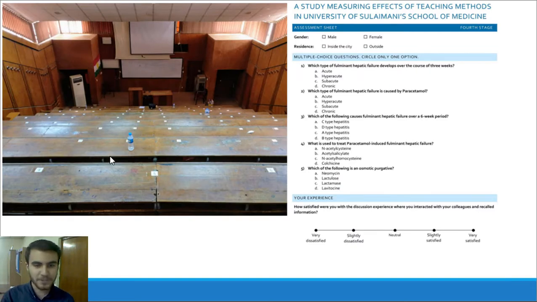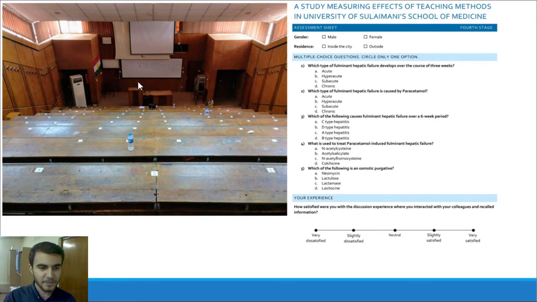Okay, so you can see the pictures here. You can see this is the assessment sheet that we used. You can see the gender and the residence of the students, and these are the 5 multiple choice questions. And down below we measure the level of satisfaction of the students in a simple 5-point scale, from very dissatisfied to very satisfied. And something interesting you see here is that the title is different from the actual study title, and I'll explain this next.